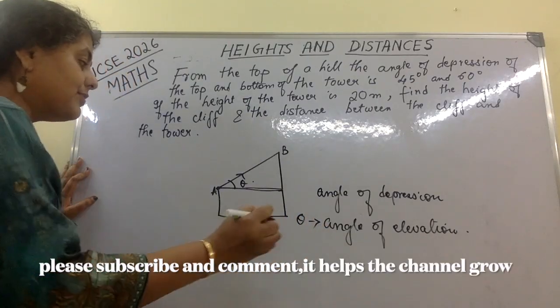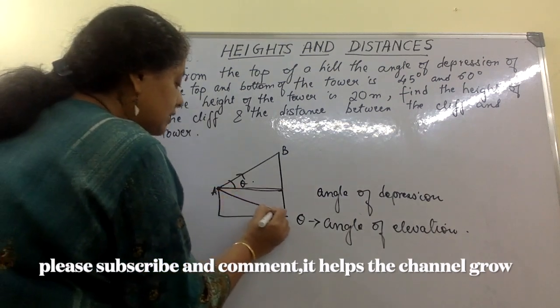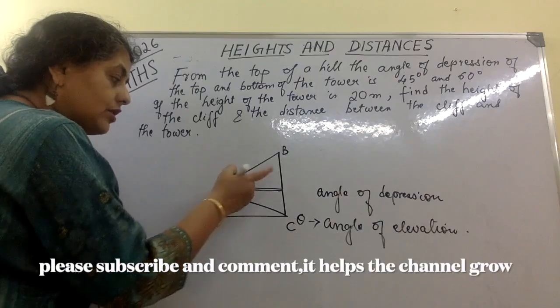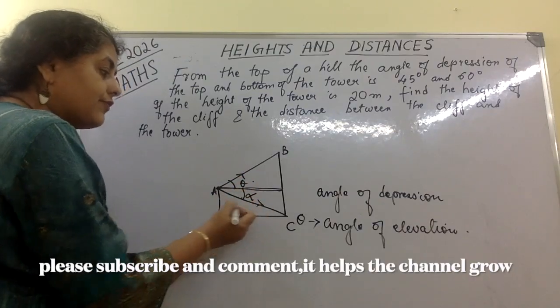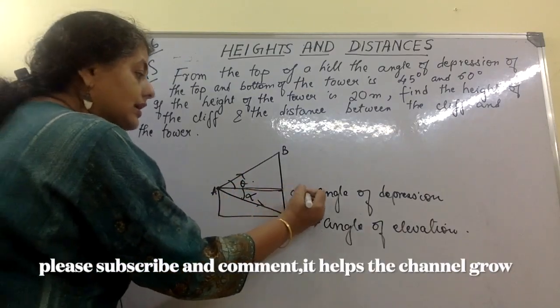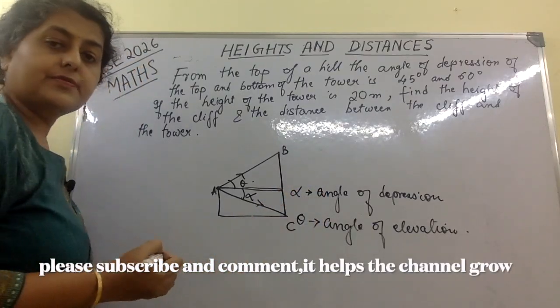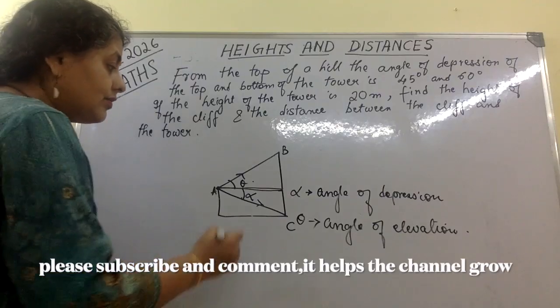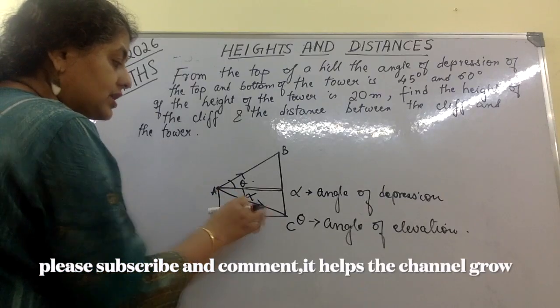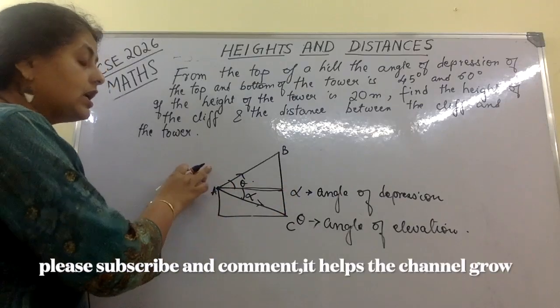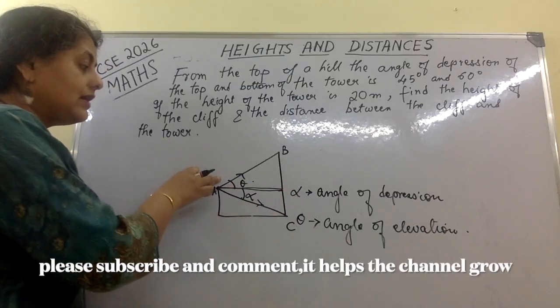And angle of depression is if you are looking down at this point C. Then with the horizontal your line of sight is forming an angle alpha. That alpha is your angle of depression. So this is angle of depression when we look down with the horizontal. What is angle of elevation? Again with the horizontal, the angle made.